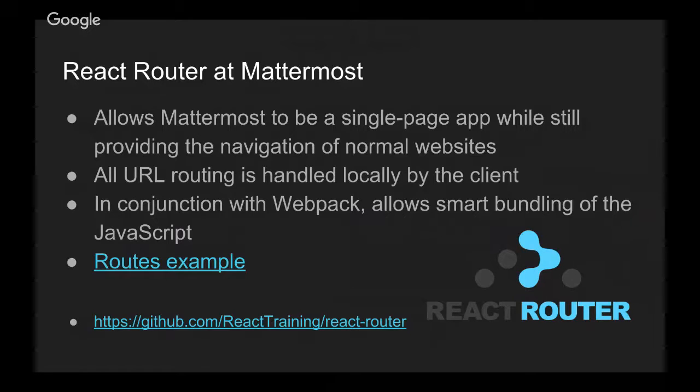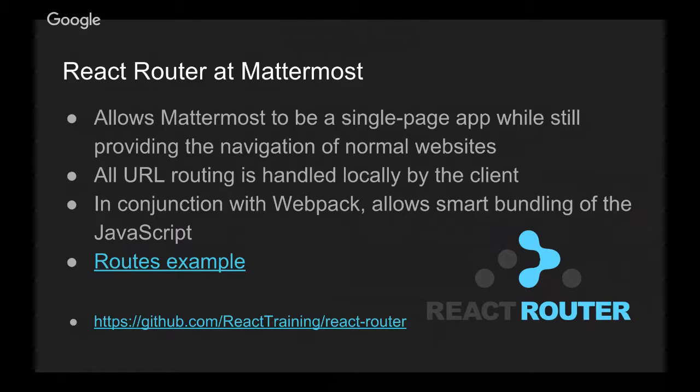So anytime you see the URL change, that's not actually making a GET request to the server. It's React Router manually changing the URL and handling all that locally. So it lets us be a single page app and allows us to do quick navigation, but it also lets us look like a normal website at the same time. It also provides handling for going to specific routes, or specific URLs, I should say. And something also cool about React Router is that in conjunction with Webpack, it allows us to do smart bundling of the JavaScript. I think we're doing a bit of this now.